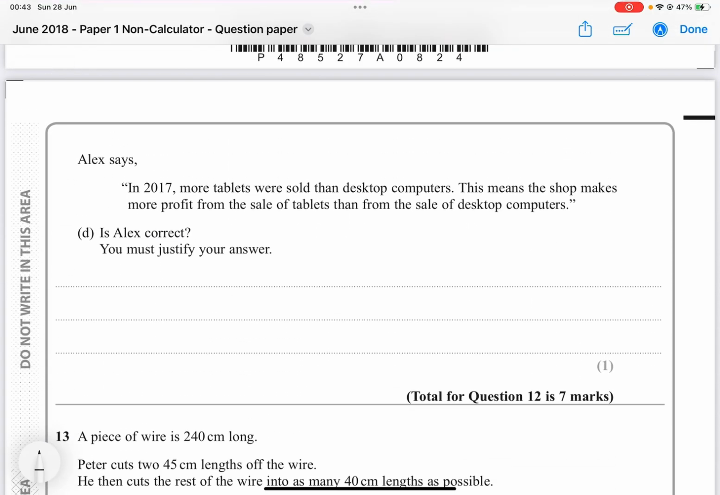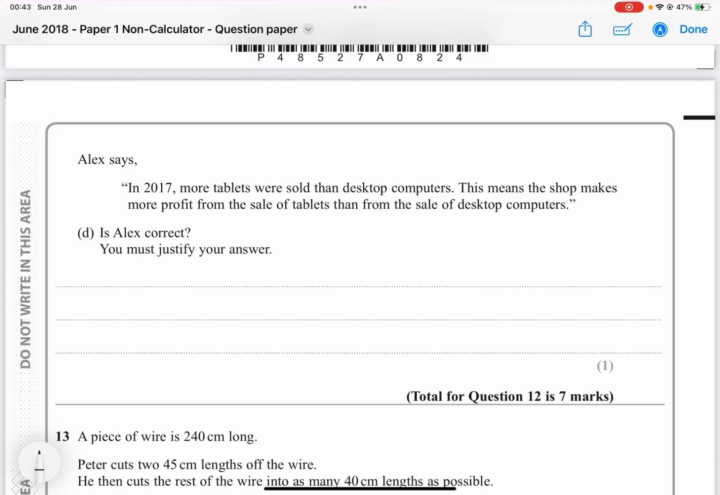Alex says that in 2017 more tablets were sold than the desktop computers. This means the shop makes more profit from the sales of tablets than from the sale of desktop computers. Is he correct? You must justify your answer. This will throw a lot of students off, and they will directly think that more sales means more profit, which is just completely incorrect. Remember, it's all dependent on price, okay? Just because you've sold more doesn't mean that you made more profits.